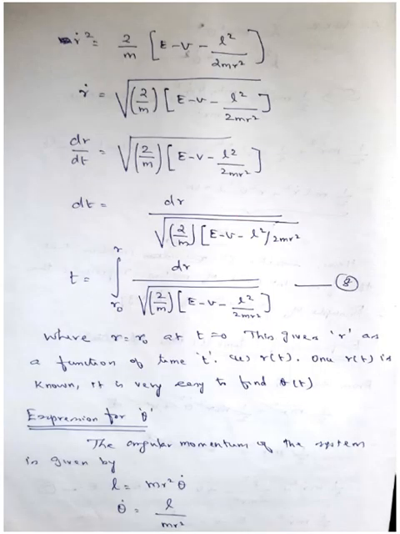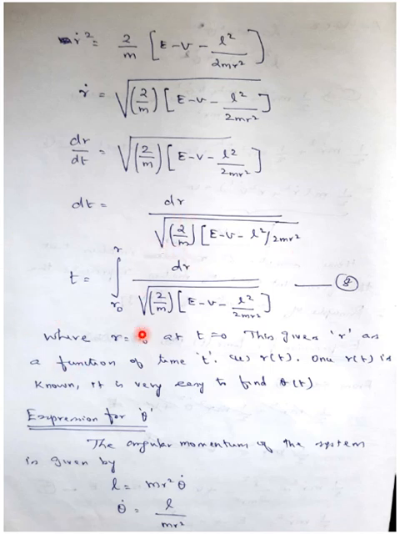This is a simple derivation. r dot square is equal to 2 by m times E minus V minus L square by 2mr square. Then r dot is equal to the root of this term. Instead of r dot, you change it to dr by dt. So dr by dt is equal to the root of 2 by m times E minus V minus L square by 2mr square. Then dt is equal to dr divided by this term. So t is equal to the integral from r naught to r, where the lower limit is r naught and the upper limit is r, where r is equal to r naught when t is equal to 0.